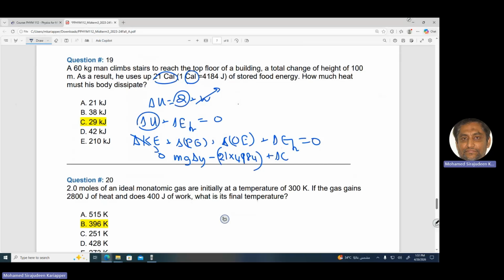Plus the change in the thermal energy equal to 0. So when you do that, you will get a negative value for the delta thermal. The answer will be this, please check it, 29 kilojoule. You have to be careful with the units, right? Probably you will put everything in SI units, you will get the answer like 29,000 joule, which is 29 kilojoule.